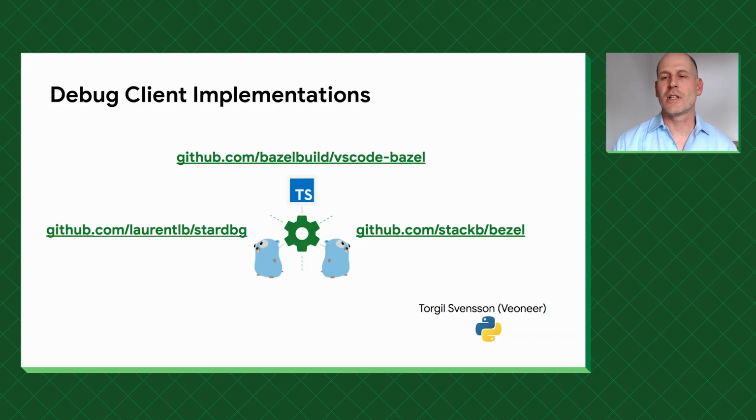Okay, let's shift gears a little bit and talk about the client implementations. The reference implementation is Bazel build VSCode Bazel, which is written by Tony Olivato and colleagues. Laurent Lebrun has also written a Go implementation, based off Delve, which is a popular debugger for Go. Also a shout out to Torgil Svensson, who presented at the last build meetup about one written in Python. You can find his talk online.